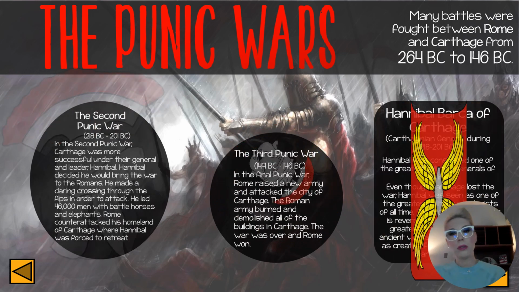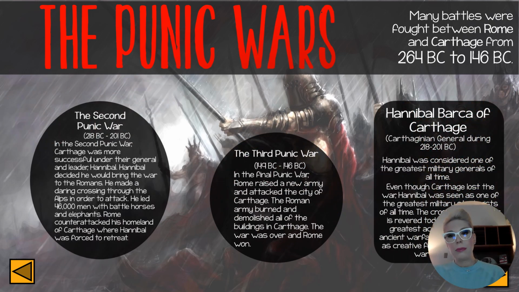A little bit more. So these are just the three wars. And basically, in the final Punic War, Rome raised a new army and attacked the city of Carthage. The Roman army burned and demolished all of the buildings in Carthage. The war was over and Rome won. So it took over 100 years to win this war. And then Hannibal of Carthage was considered one of the greatest military generals of all time.